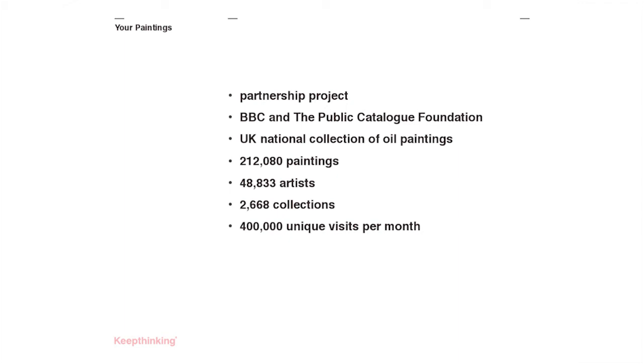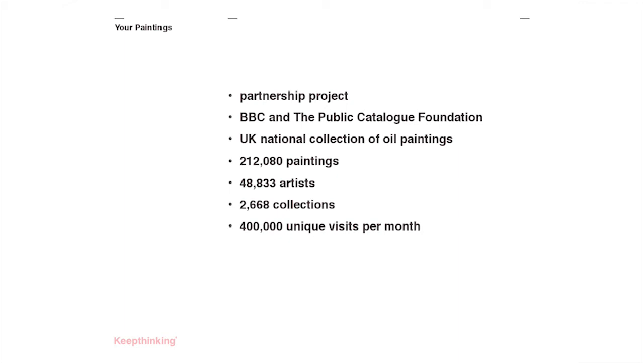So Your Paintings went live in 2011, and it includes the entire collection of UK oil paintings, and that took about 10 years to actually digitize the works of art. So overall, there's 212,000 paintings representing 48,833 artists from 2,688 collections. Now, those collections are from across England, Scotland, Ireland, and Wales, and they represent everything from the National Trust, which is the largest collection with something like 13,000 paintings, to very tiny collections with one painting, and they're hospitals, schools, police stations, civic buildings, where these paintings are. So an enormous logistical challenge to actually catalogue and digitise 212,000 paintings, but we managed to do that and put them together.